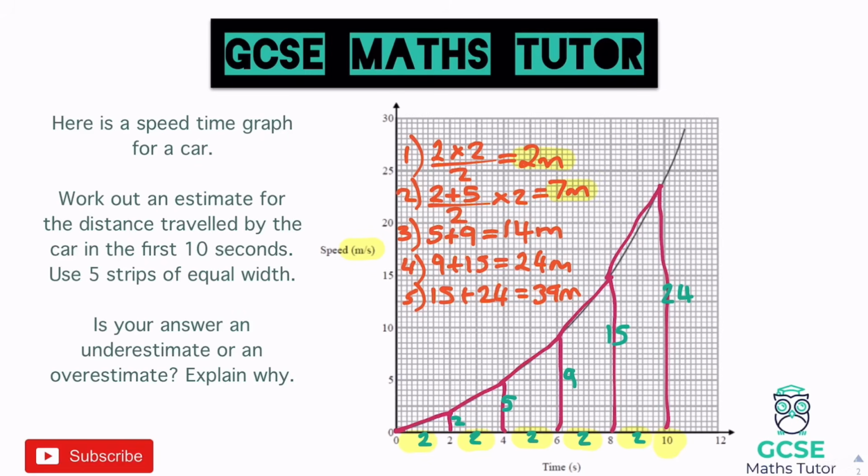We've got 2, 7, 14, 24 and 39, and we need to add those all together to get our total distance. So I'm just going to do that on a calculator. 2 plus 7 plus 14 plus 24 plus 39, and we add those all together and we get 86 metres. There we go, as our final answer. And again, I've got metres there from our axes, where it says metres per second. Right, so there we go, that is the end of that question.